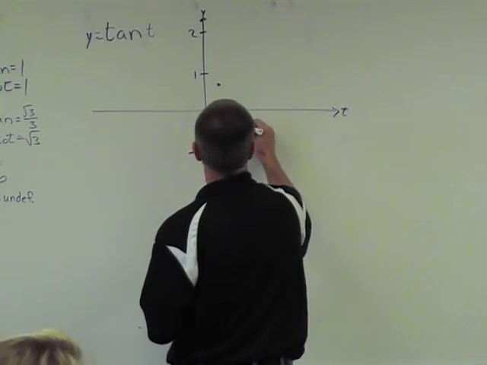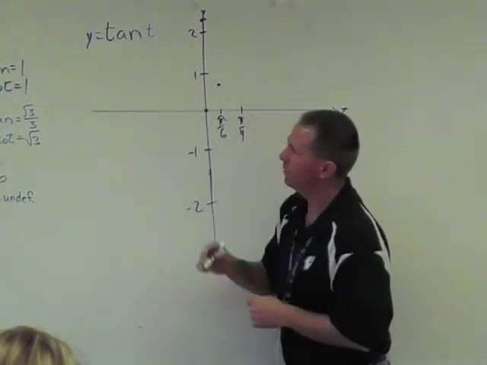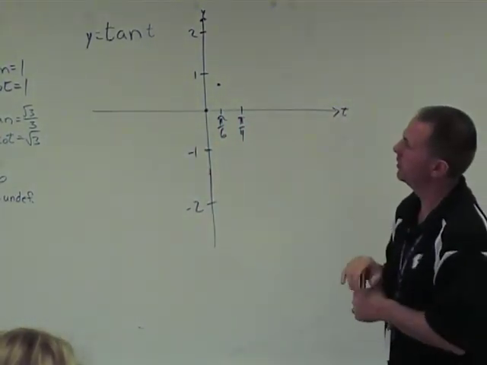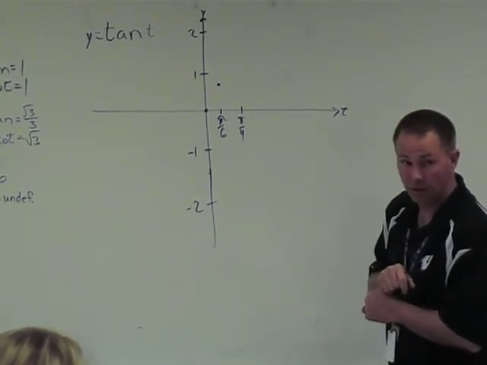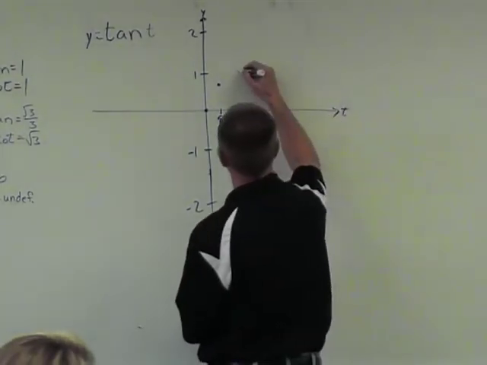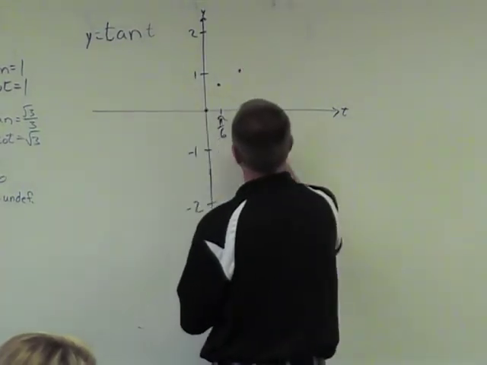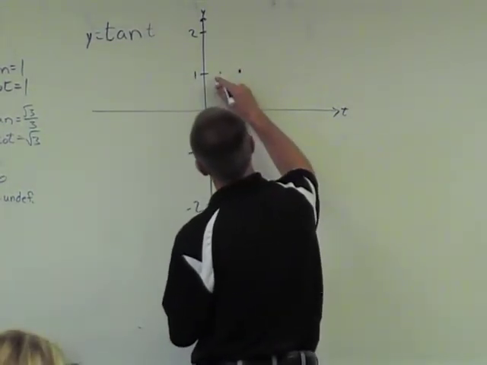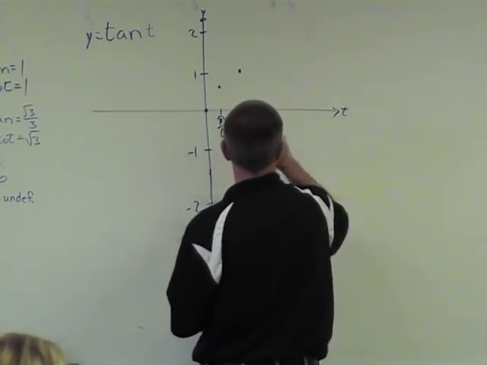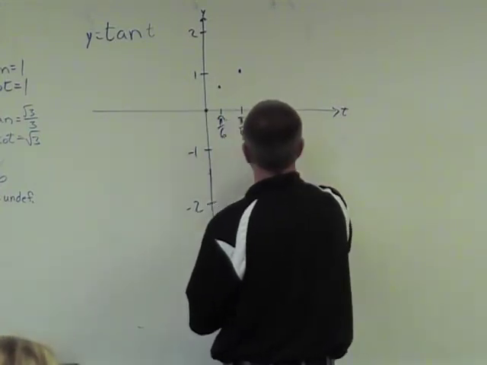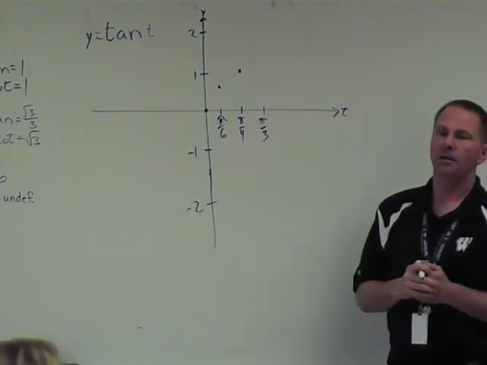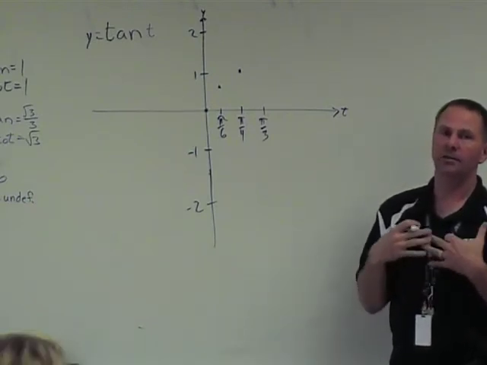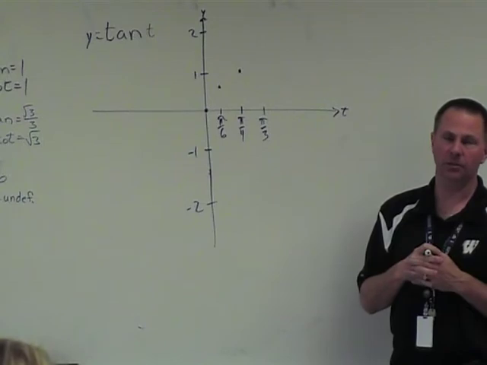All right, what about pi over 4, 45 degrees? What's the tangent of pi over 4? One. That doesn't look like a straight line to me. Pretty close. This is actually a little bit closer. How about pi over 3, 60 degrees? What's the tangent of pi over 3? The square root of 3.